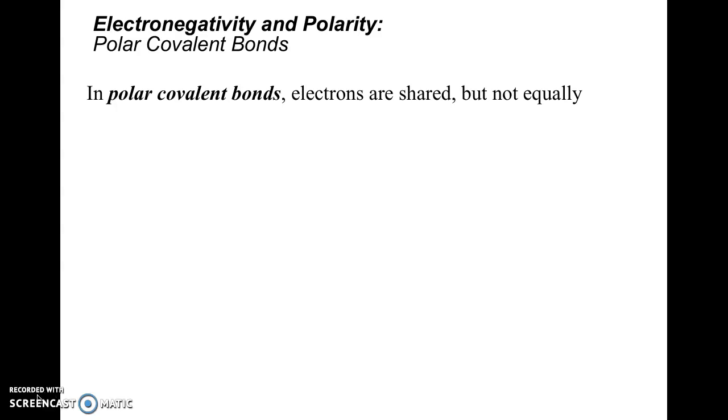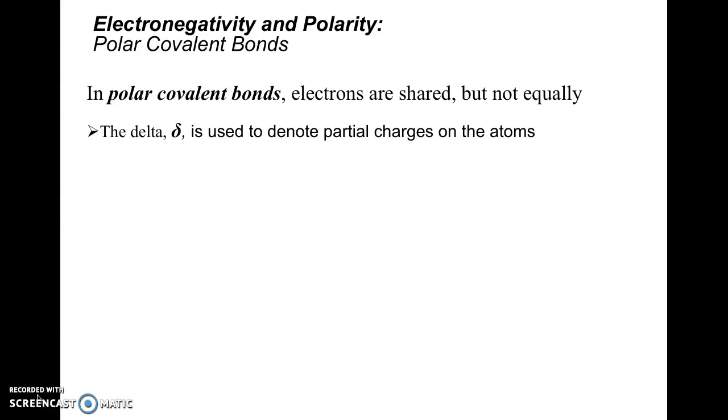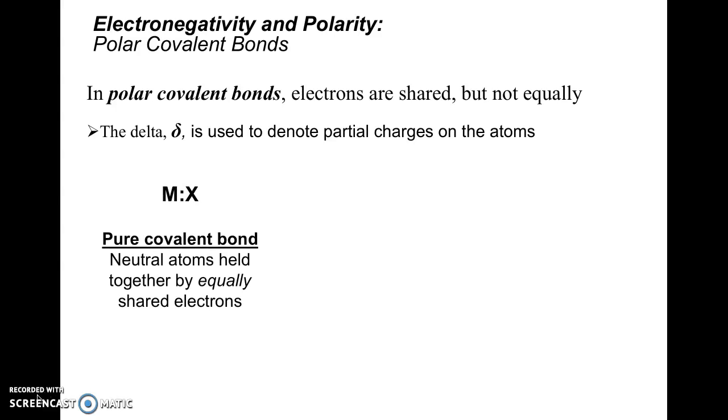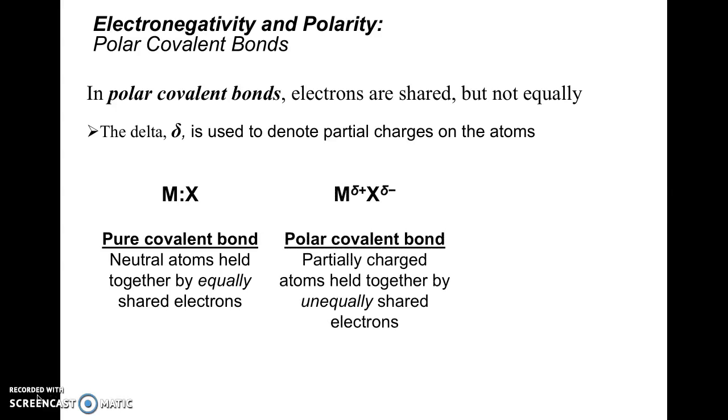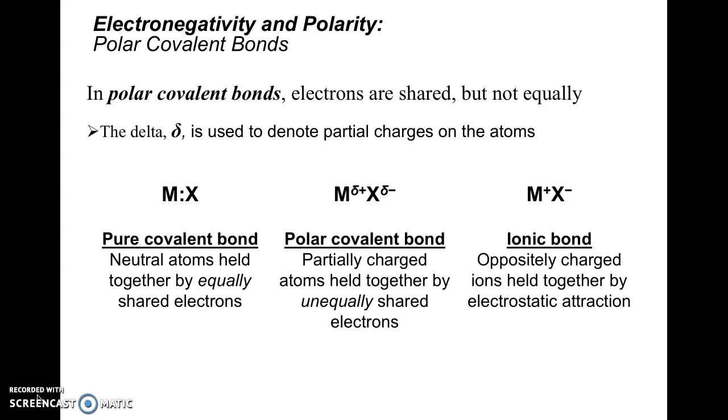In polar covalent bonds, the electrons are shared but not equally. Okay, so in covalent bonds, the electrons are shared equally. And so often when we show this in a slide in text, we put a little delta, that's a lowercase Greek letter, to note a partial charge on the atoms. Like the electrons are spending more time closer to one of the atoms or the nucleus of an atom than the other. And so we have some examples here. A pure covalent bond where we have equally shared electrons. A polar covalent bond is one where the electrons are not shared equally, and therefore we have some partial charges. And then, of course, an ionic bond where we have true charges, a positive and a negative, and they're held together by electrostatic attraction.